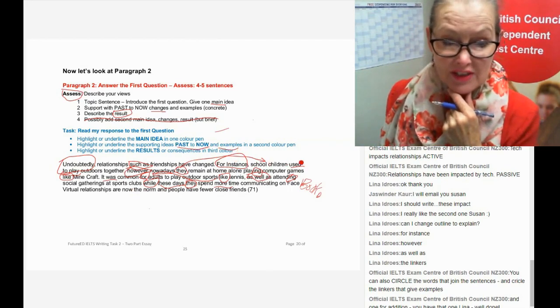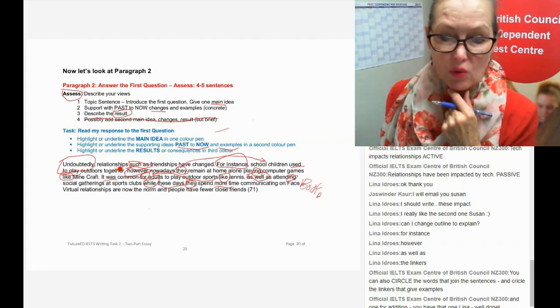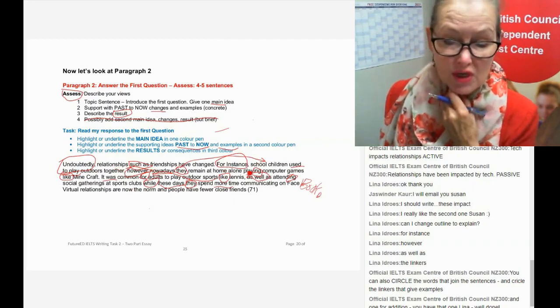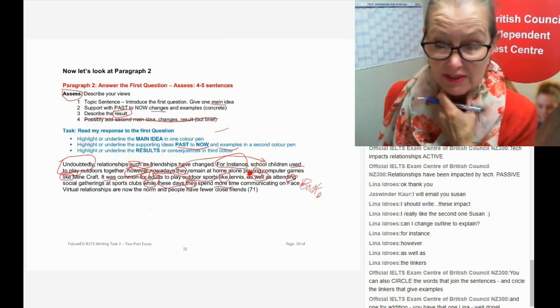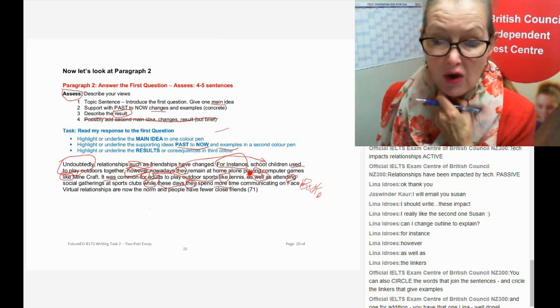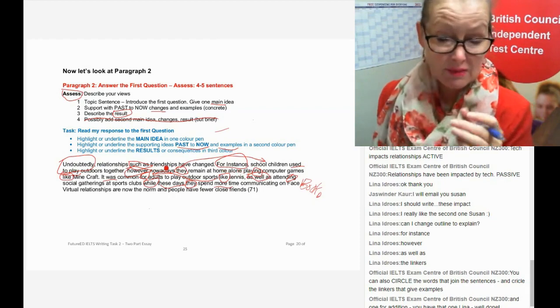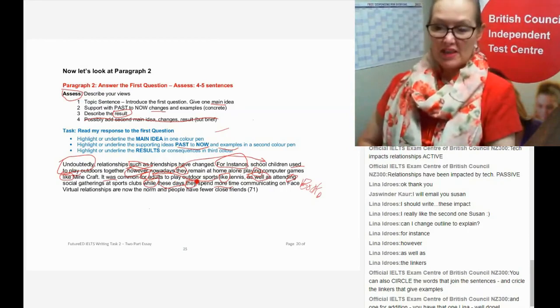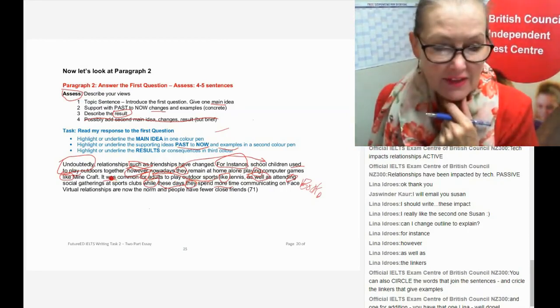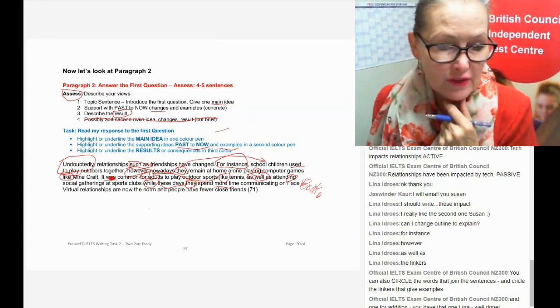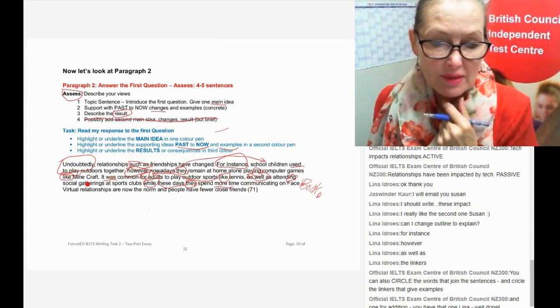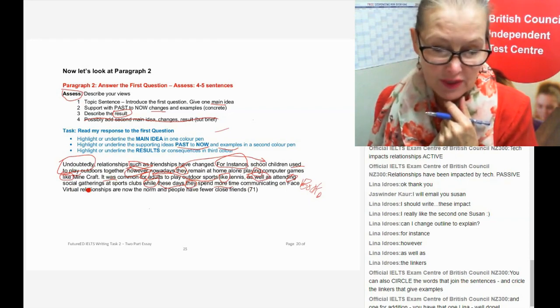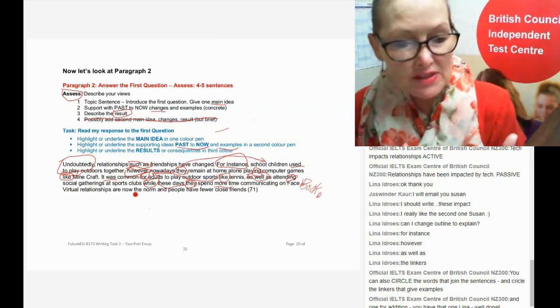So while these days they spend more time, have a look at that, more is my comparative, more time communicating, this is a little error here, on Facebook. I think I worked on this one at 1 o'clock in the morning. On Facebook, full stop. And there's my final sentence: virtual relationships are now the norm and people have fewer close friends. So that's my result.